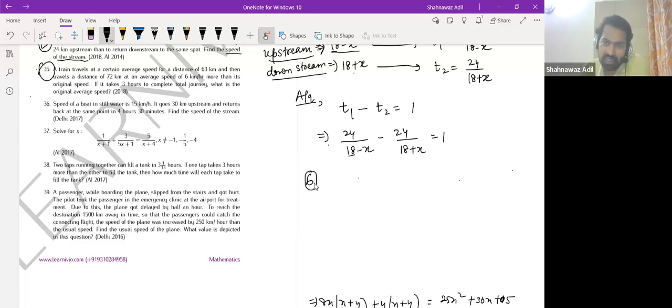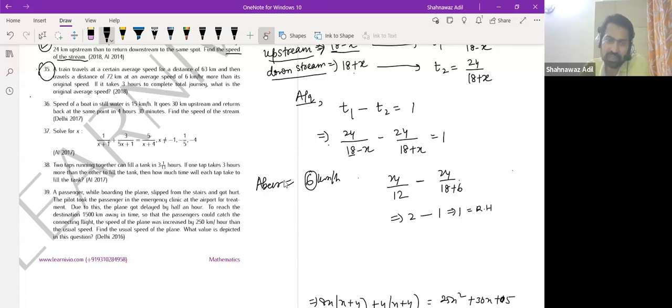Let us check the equation. So the boat has 6 kilometers per hour. So 24 divided by 18 minus 6 is how much? 12. And then 24 divided by 18 plus 6. So that is 2 and this is 24 by 24, so 1, which is our answer, right?